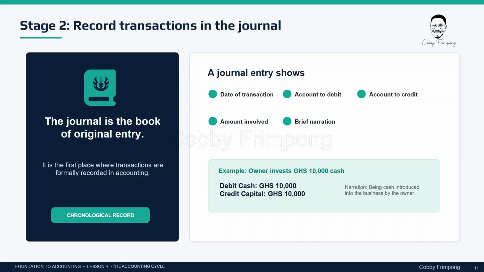For example, when the owner invests 10,000 Ghana cedis cash into the business, cash increases and capital increases. The journal entry is debit cash 10,000 Ghana cedis and credit capital 10,000 Ghana cedis. The narration will be: being cash introduced into the business by the owner.